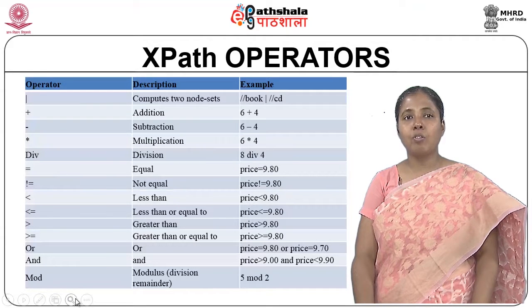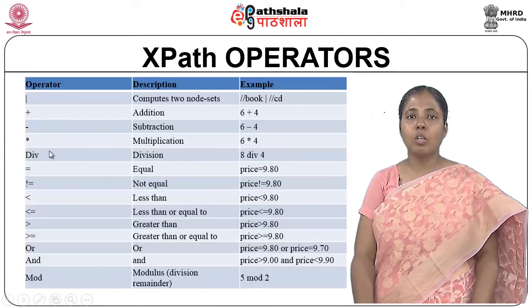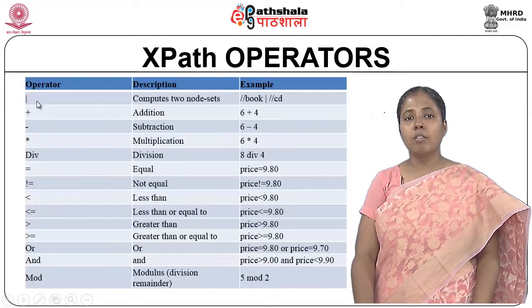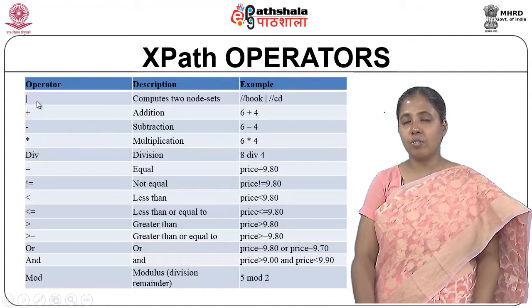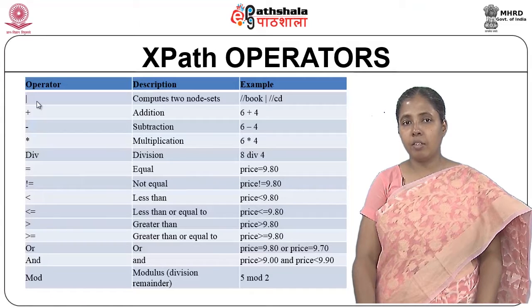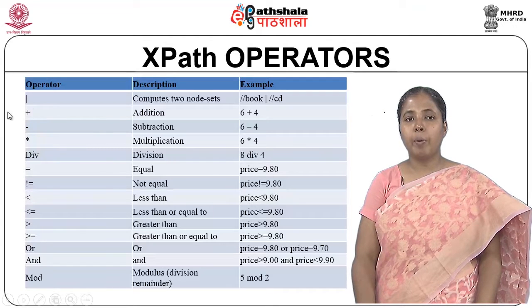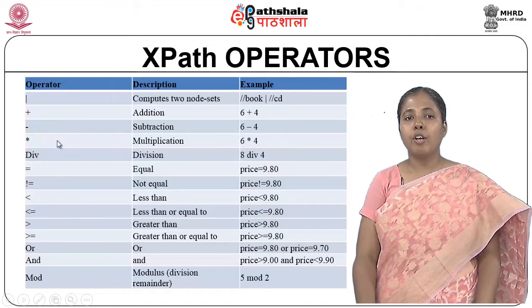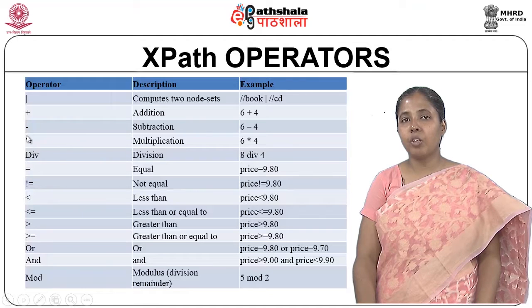And operators are also used with XPath. You can see that these are the operators you can find with XPath expressions. This computes two node sets. We have seen that it can make multiple paths at the same time, using a pipe symbol, the pipe operator. So, this selects all book nodes and all CD nodes.